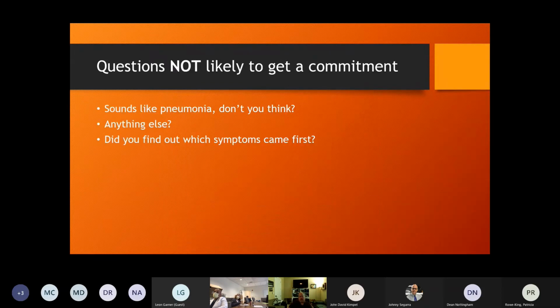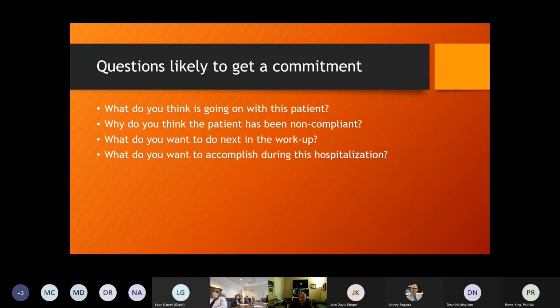The questions that are not going to get you a commitment: Sounds like pneumonia, don't you think? Don't suggest what you think it is. Don't get them to have premature closure. Allow them to come up with their own commitment. Prompting them with things like, anything else? Did you find out what came first? None of that's important. What you need is the commitment.